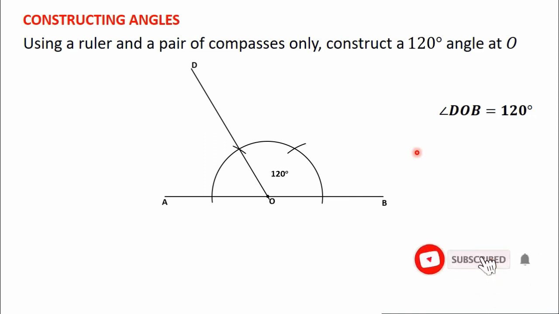We have learned how to construct a 60 degrees and a 120 degrees angle using a ruler and a pair of compasses only in this video. In the next video, we are going to learn how to use a ruler and a pair of compasses only to construct a 30 degrees angle and a 15 degrees angle.